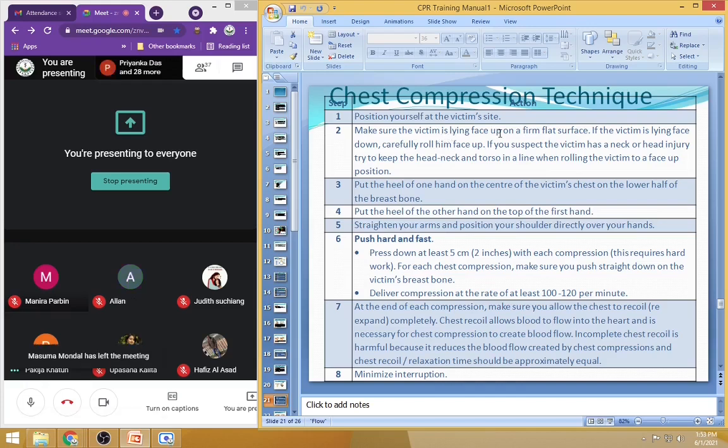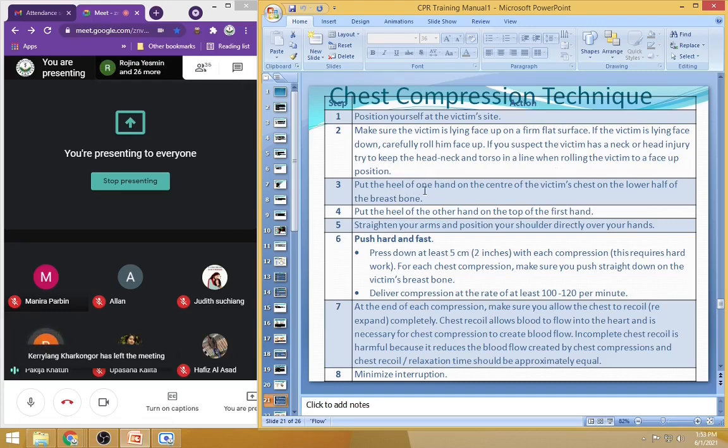Hard, strong. Okay, next, continue. If the victim is lying face down, carefully roll him face up. If you suspect the victim has a neck or head injury, try to keep the head, neck, and torso in a line when rolling the victim to a face up position.